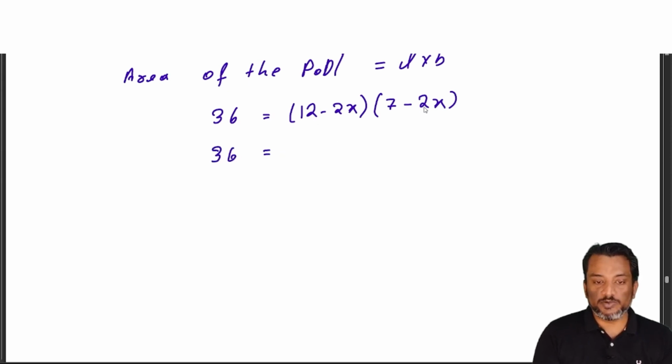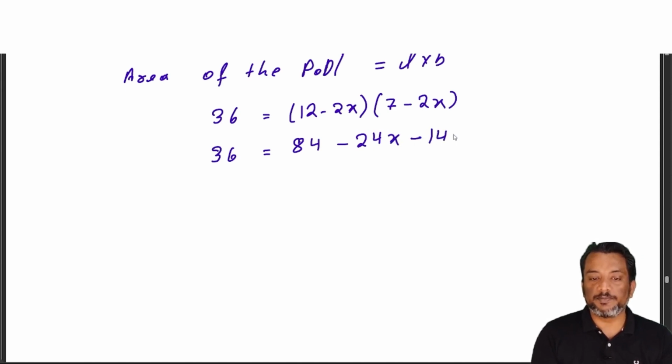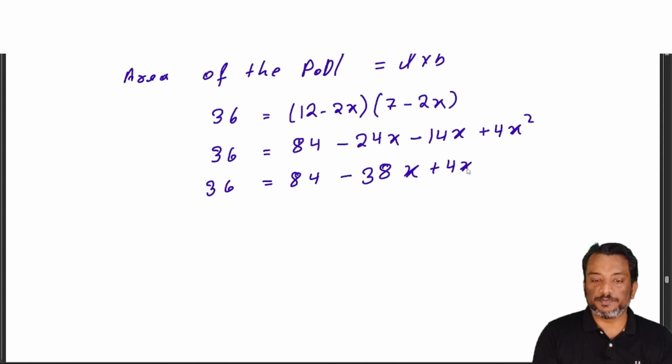So here you can say 12 times 7, you will get 84, and 12 times 2x, so 24x, and minus 14x, and plus 4x square. Okay, so now you can solve this one. 36 is equal to 84 minus 24x minus 14x, so you will get 38x plus 4x square.